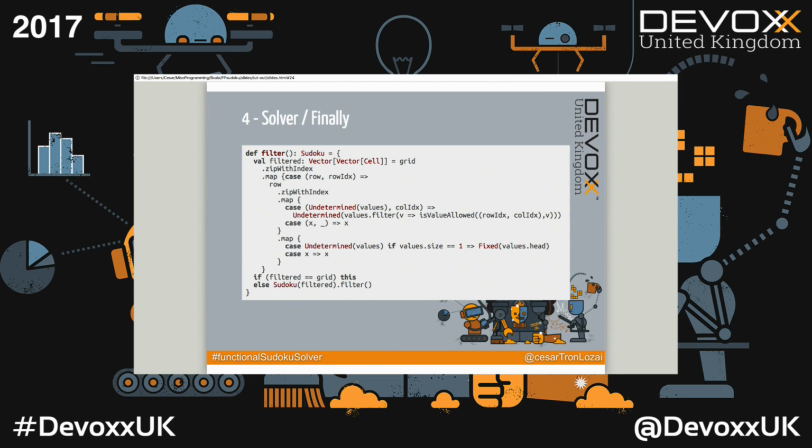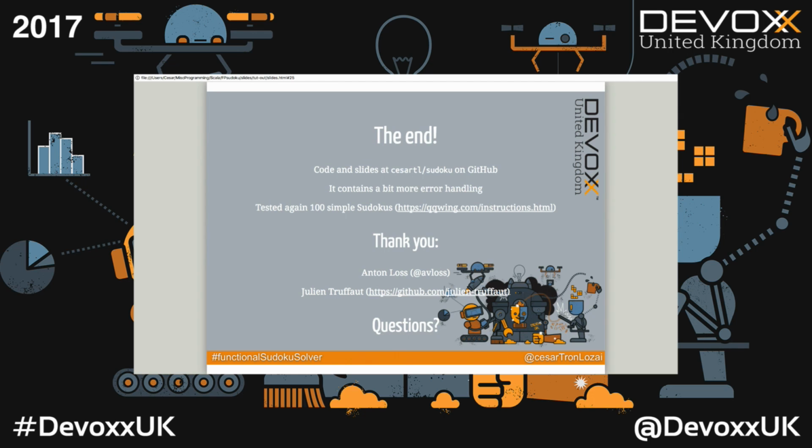So that's it. I don't know how I'm doing with time, but you can check the code on GitHub. It's tested against 100 examples, simple Sudokus. I have 5 minutes. Oh, I went faster than I thought. I apologize for that, I couldn't see the time. There's a bit more, like parsing the CSV and error handling and things like that.